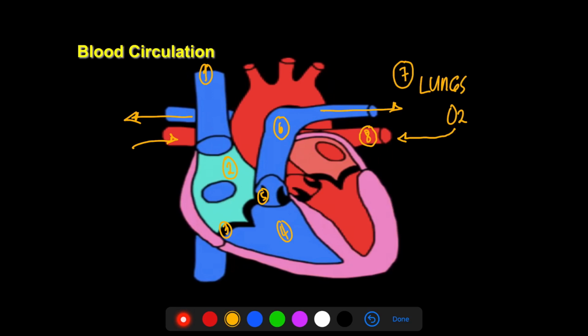And next, the blood enters the left atrium. It travels through the mitral or bicuspid valve and enters the left ventricle. Now the blood is pumped and moves through the aortic valve, this one. It travels through the aorta and through the systemic circulation. The blood going out of the heart is already oxygenated. So that's how the blood flows in and out of the heart.